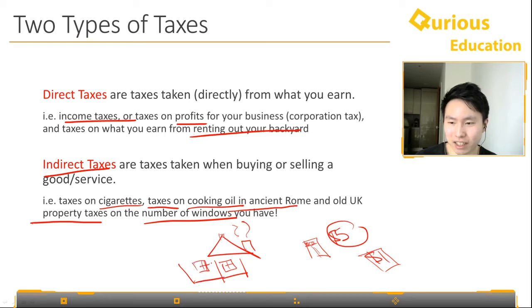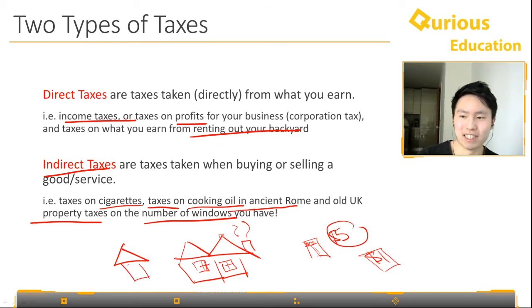But of course, what happened is that this caused builders to not build windows in houses so that they could evade the tax, and eventually it led to poor hygiene conditions and poor living conditions, and that's why the taxes on windows were scrapped, whatever you call it. Okay, so just some interesting history there.